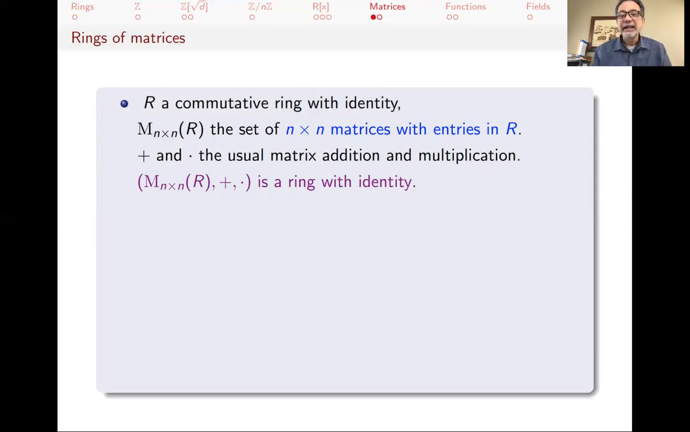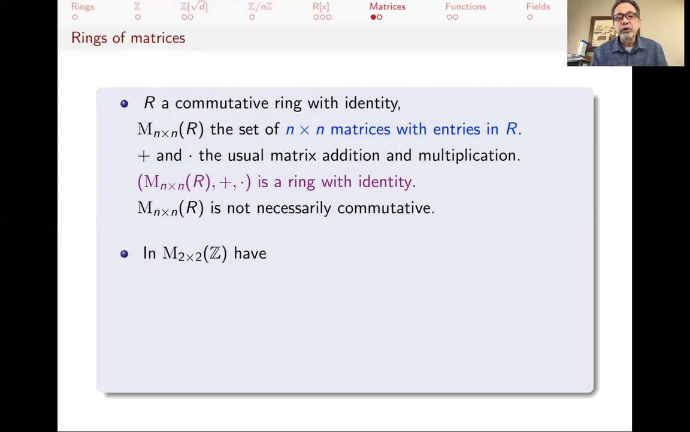What's the identity? It's the identity matrix. When you multiply the identity matrix by other matrices, you get that matrix back. Now, this is not necessarily commutative. It could be commutative if, for example, n was 1. Then if you looked at 1 by 1 matrices, it would be commutative. Let's look at an example.